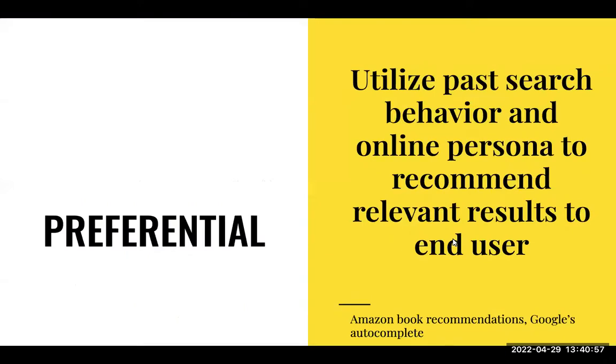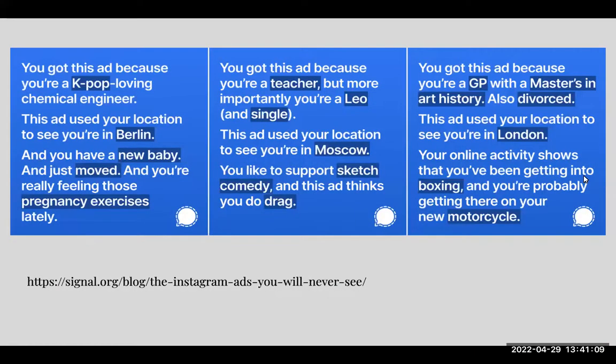And so just to recap, preferential systems utilize past search behavior and online persona to recommend relevant results to the end users. So one example that I like to show students is these Signal ads. And if folks aren't familiar with Signal, it is an encrypted messaging platform, kind of like an alternative to WhatsApp. These were ads that they tried to post on Instagram, and all of the information that you see highlighted in the darker blue color is information that Instagram and Facebook, I guess Meta now, gave them.